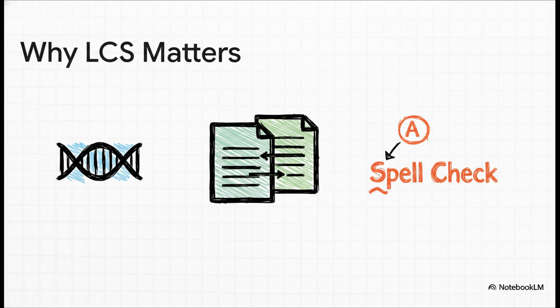Okay, but why should you care about this? Well, it turns out this isn't just some abstract puzzle. This algorithm is everywhere. It's a huge deal in genomics for comparing DNA strands. If you're a developer, you use it every single time you run a diff command to see what's changed between two versions of a file. And the same core idea is used in things like spell checkers to figure out the distance between a typo and the word you probably meant.